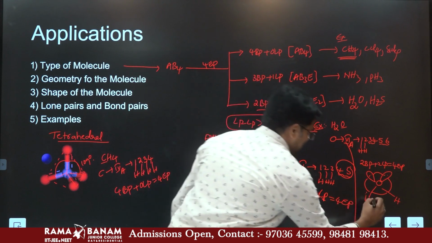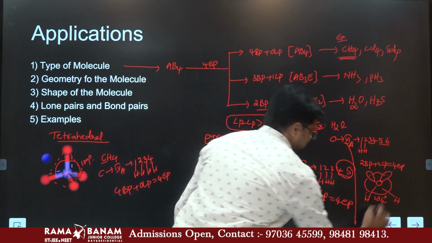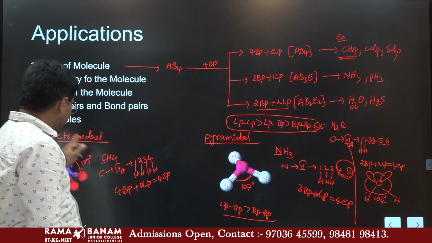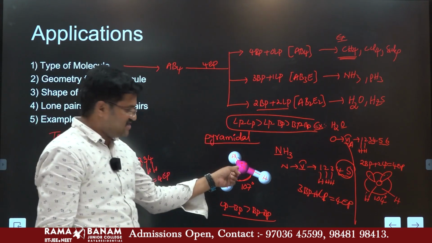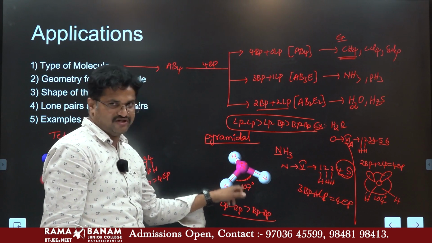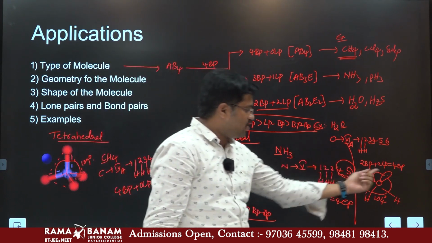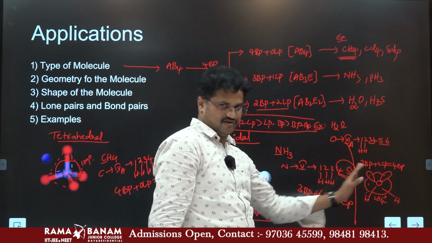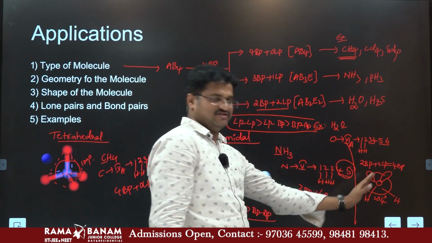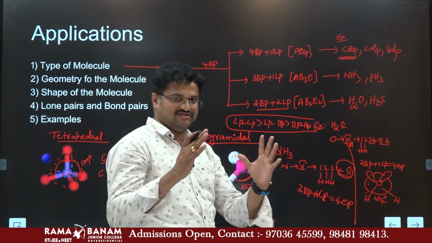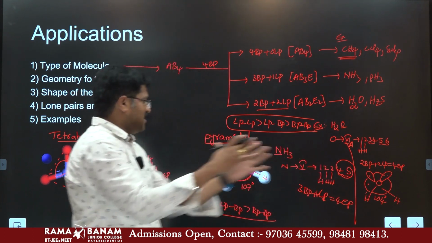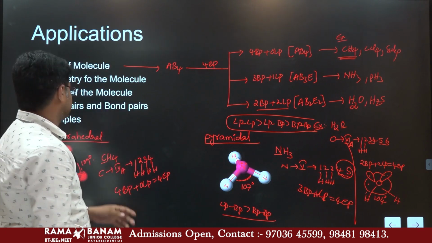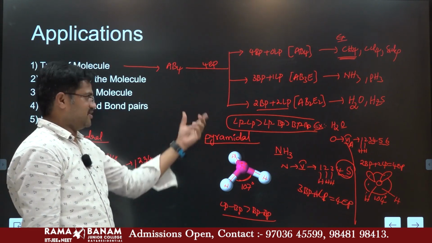The bond angle is 104 degrees. Here 109 degrees, only bond pairs. Here 1 lone pair is there, the bond angle is 107. Here 2 lone pairs are there, so the bond angle is 104, slowly deviating. The bond angle decreases because lone pair repulsions are very high when compared to lone pair-bond pair and bond pair repulsions. This case is very, very important.